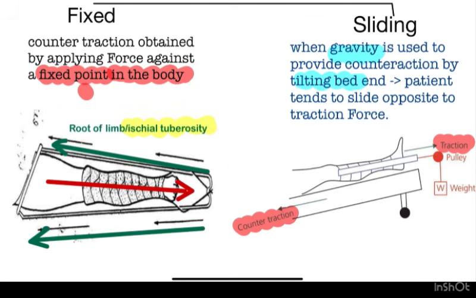Alright, now in case of fixed traction, I need you to understand this. While you are applying fixed traction through Thomas splint, you are pulling the injured limb, that is, you are applying a traction force on the injured limb, and simultaneously you are pushing the Thomas splint towards the root of the limb, so that it sits upon the ischial tuberosity, and while maintaining this force, you will be tying the cords to the end of the Thomas splint. So in this way, fixed traction is applied.